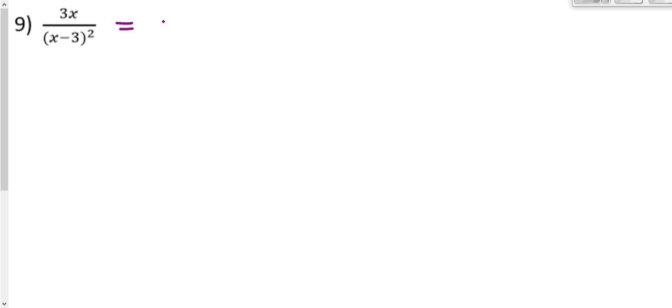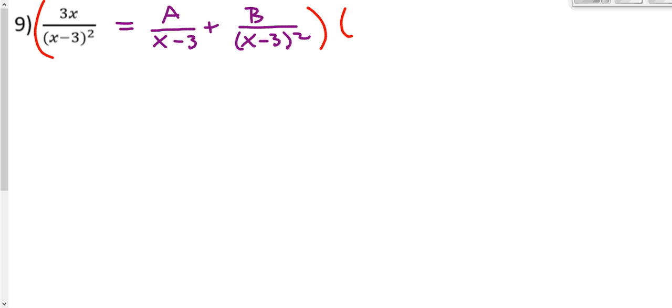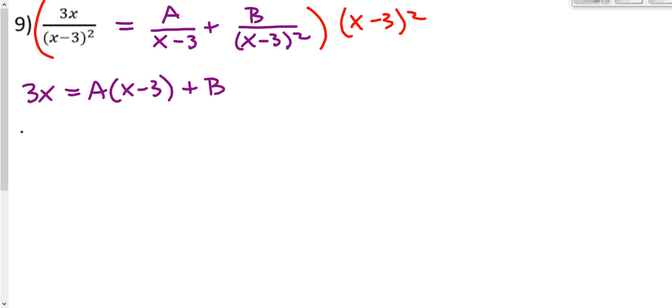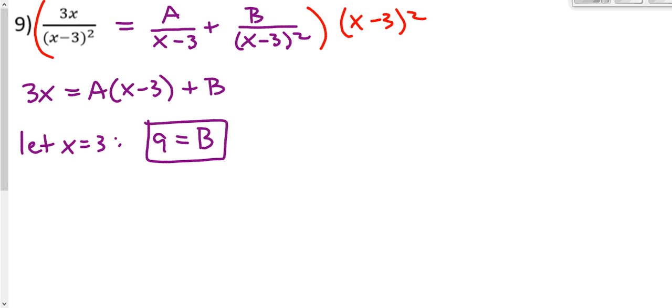This one's going to separate into a over x minus 3 plus b over x minus 3 quantity squared. And so we're going to multiply both sides of that by x minus 3 quantity squared. And we get 3x equals a times the quantity x minus 3 plus b. Now let's let x equal 3. And we have 9 equals a times 0 plus b. So b is 9. Let's let x equal 4. So we have 12 equals a times 1 plus b. And we know b is 9. So now we know a is 3.